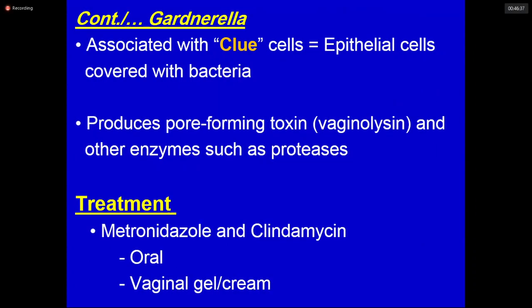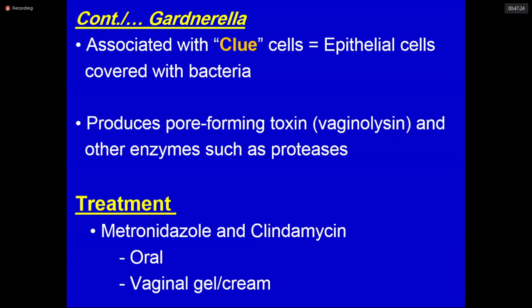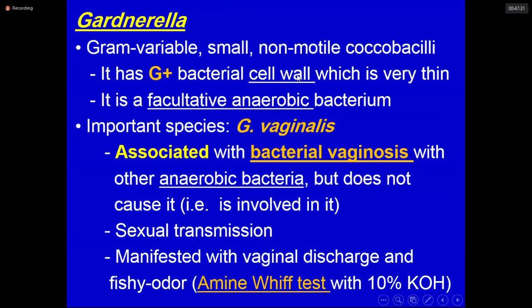There is a very important point in the laboratory diagnosis, which is clue cells. These clue cells are epithelial cells covered with bacteria. Look at them. These are epithelial cells with Gardnerella attached to them, stippled appearance. Stippled means speckled. This is a real picture. I have taken this picture from one of my patients. Covered by bacteria Gardnerella. These are called clue cells. Remember, clue cells are very useful in the diagnosis of Gardnerella infection and bacterial vaginosis.